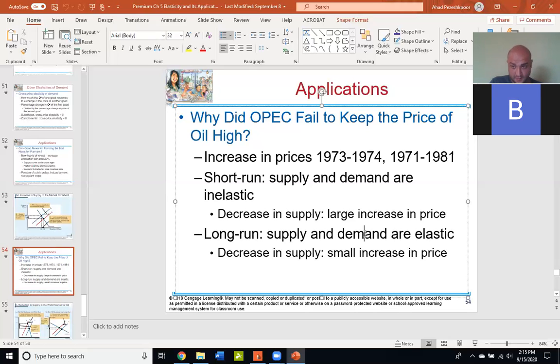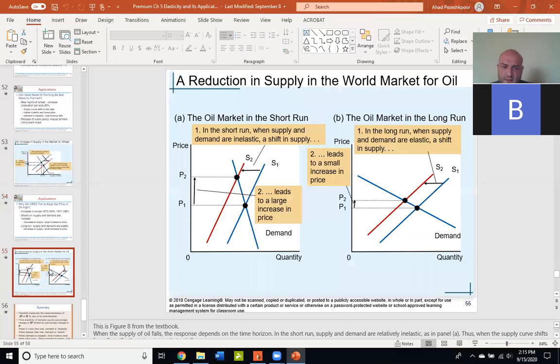Now, when oil prices go up, countries can react and reduce their consumption more than before, because now they have other alternatives. Remember, in the long run, supply and demand are always more elastic.